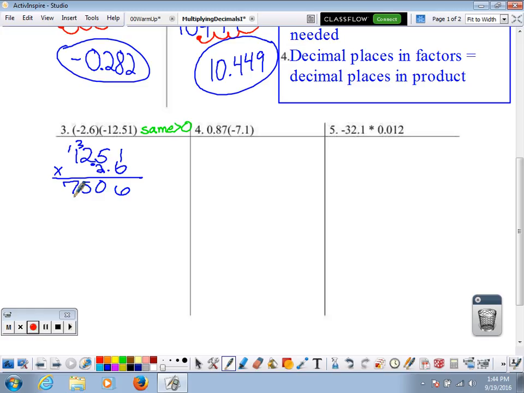Okay, so Talia multiplied through. She did 6 times 1 was 6. 6 times 5 was 30, so she wrote the 0, carried the 3. 6 times 2 is 12, and 3 more is 15. Put the 1 over the 1. 6 times 1 is 6, plus 1 more is 7.